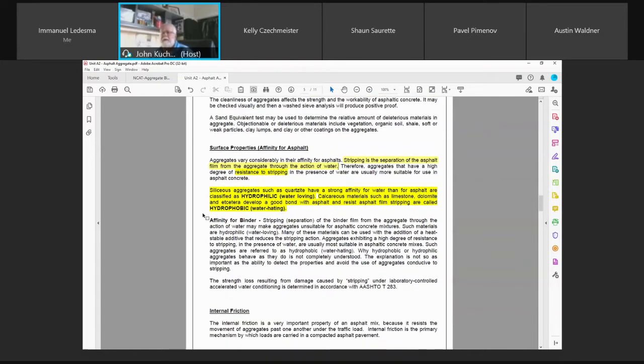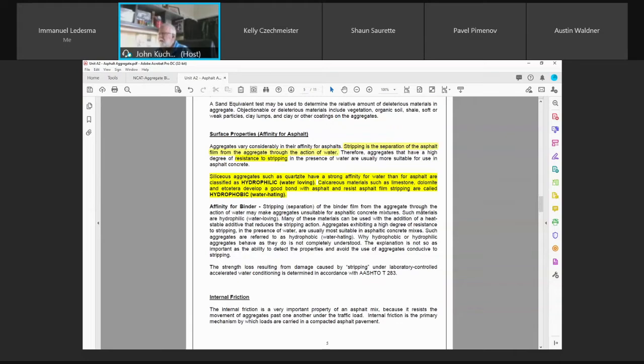Two terms, I've highlighted them because they do come up on quizzes. Hydrophilic, those are aggregates that just love water. They absorb water. Strong affinity for water, more so than asphalt cement. Hydrophobic, water hating. That's what you want. You want hydrophobic aggregates that have a high affinity for the binder.